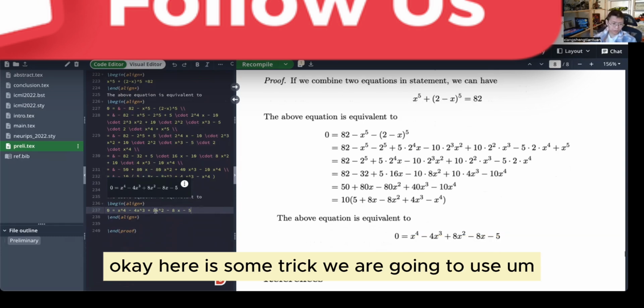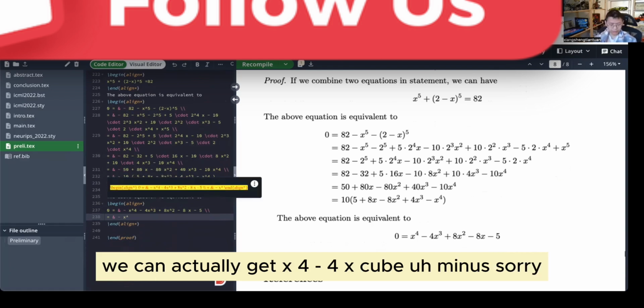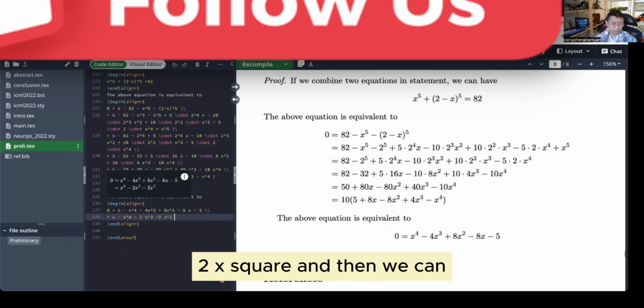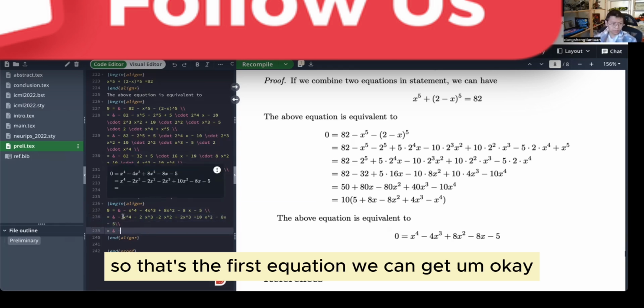Okay, here is some trick we are going to use. By guessing some twice, we will see we can actually get x^4 minus 4x cubed minus 2x squared, and then we can minus 2x cubed plus 10x squared minus 8x by 5. So that's the first equation we can get.